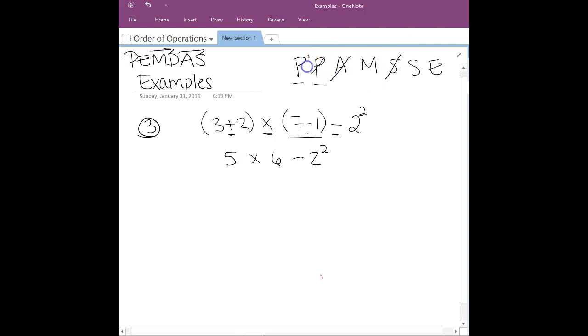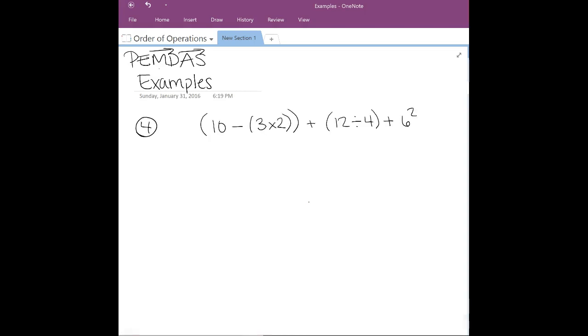I have the exponent next. So 2 squared is 2 times 2, which is 4. 5 times 6 minus 4. Done with exponents. Next, I have the choice of multiplication or subtraction. Multiplication comes first before subtraction, so I have to do that first. So 5 times 6 is 30 minus 4. And finally, we get to do our subtraction. 30 minus 4 is 26. And trust me, if we did this out of order, we would not get our expected outcome of 26.